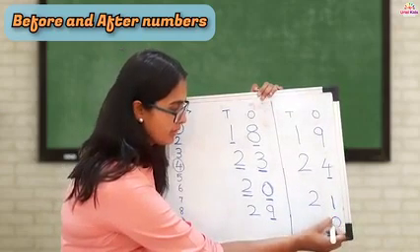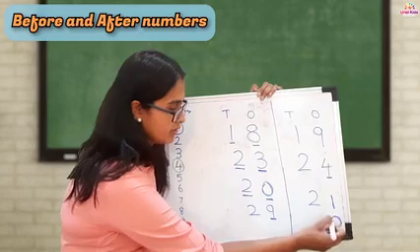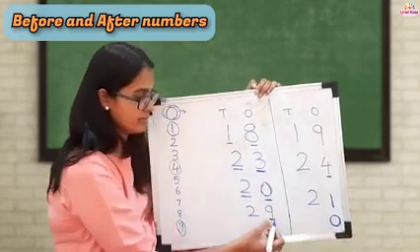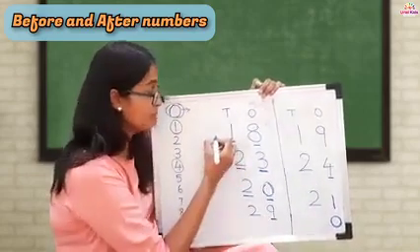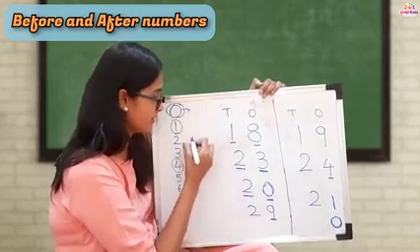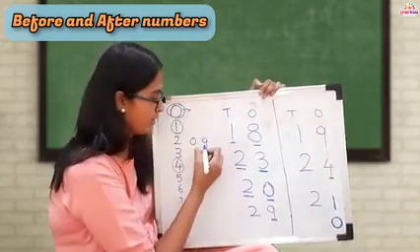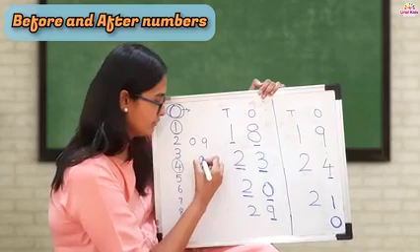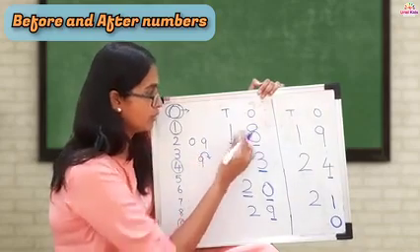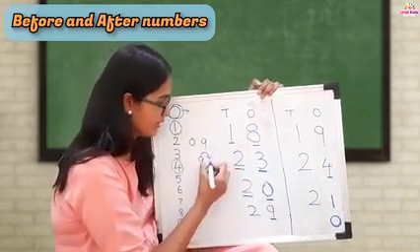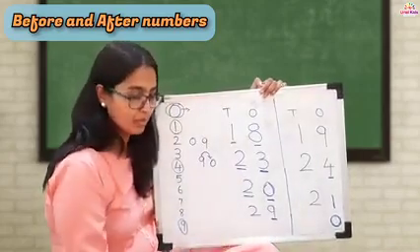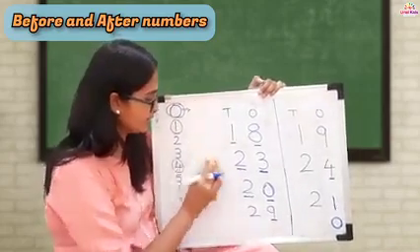This is the only tricky part, okay, which you have to understand. So the rest is going to be very easy. So the number that comes after 9, when we are doing tens and ones, we are going to take it as 0. Okay, so now let's do this.